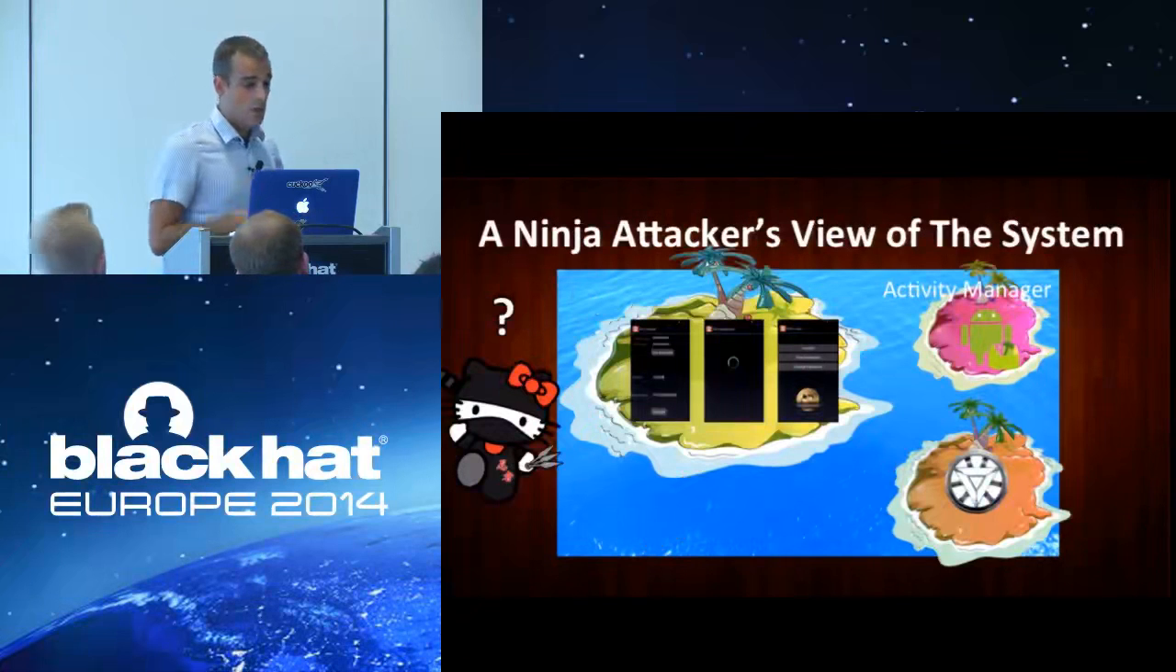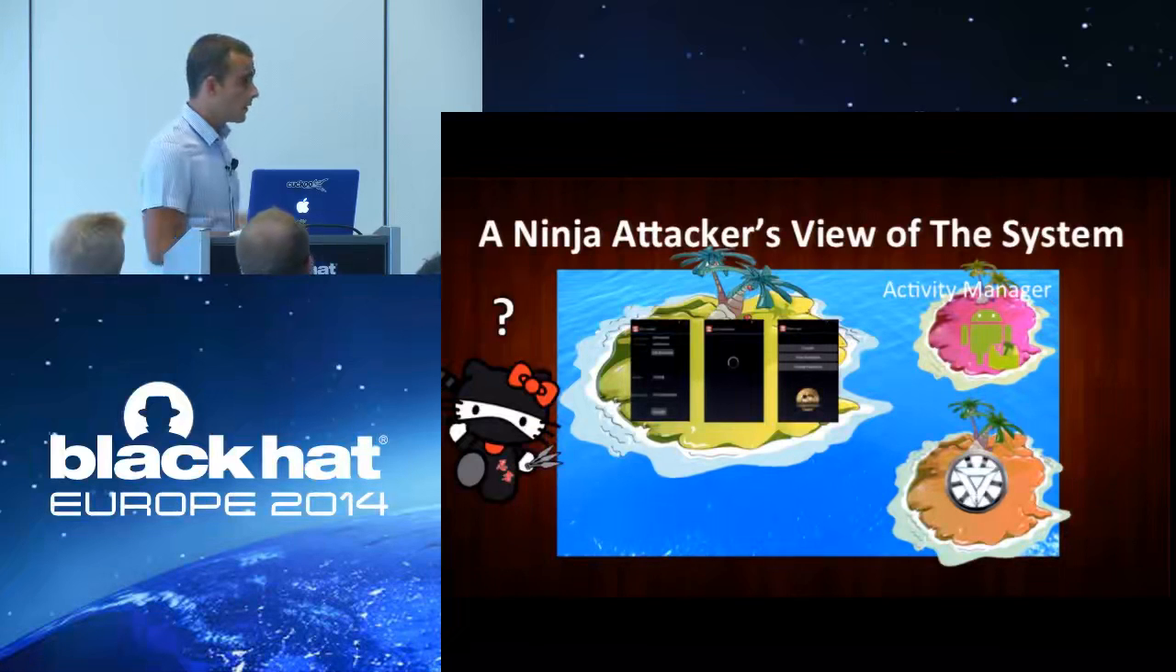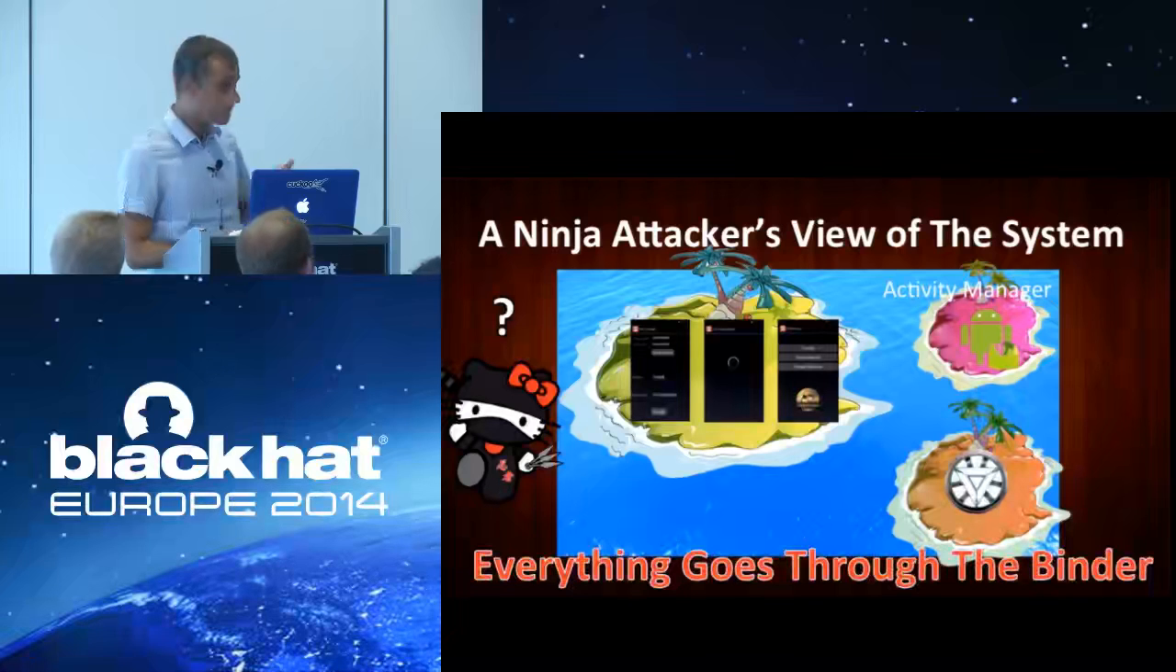So let's see how a ninja attacker would actually do it. And first, let's understand how he views the system. And now we're in for a surprise, because when a ninja attacker looks at the system, the first thing he takes into account is that everything goes through the binder.